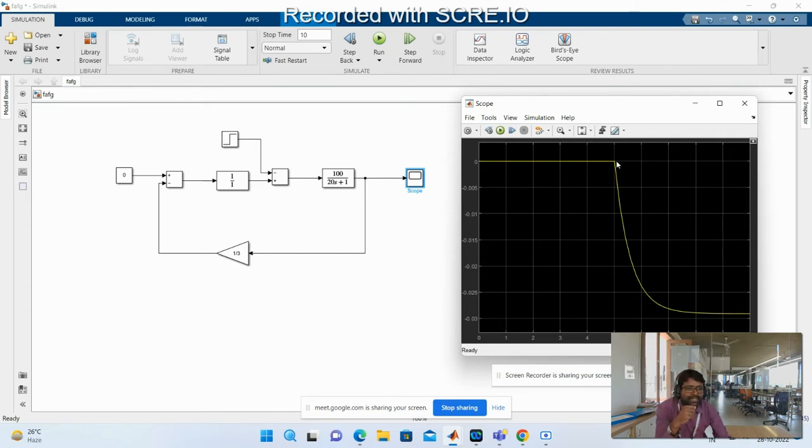It is the frequency deviation. Your frequency will be deviated. The delta F value will be increasing on the negative side. That means your frequency decreases, and it goes to the steady state value. What is the steady state value?